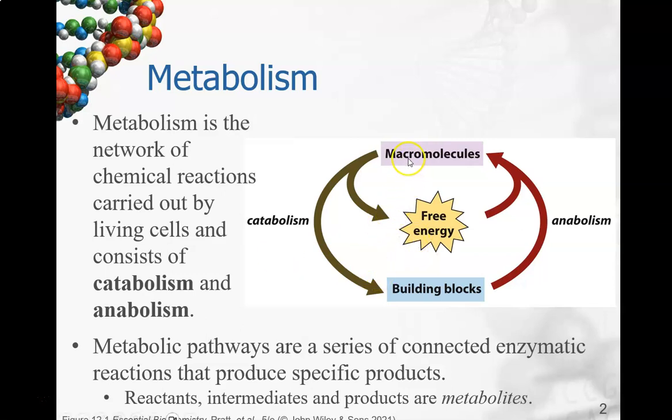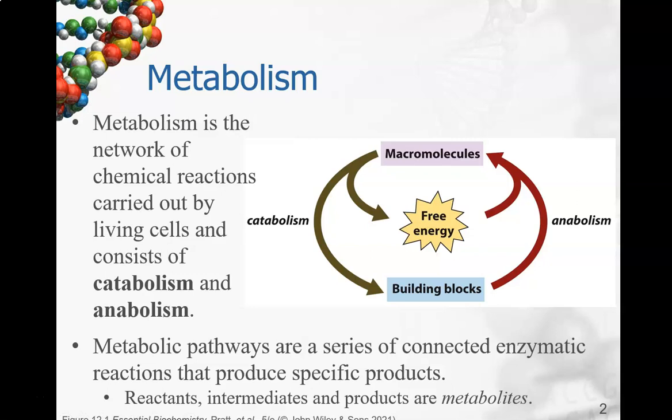Catabolism, over here on the left, is when macromolecules from our diet are broken down, and when they do so, they release free energy, which is captured. They also release building blocks, smaller molecules, and these building blocks, along with the captured free energy, are used in anabolic processes to build up the macromolecules that make up our bodies. So we really are what we eat. The food that we eat is broken down into the building blocks that make the different structures of our bodies.